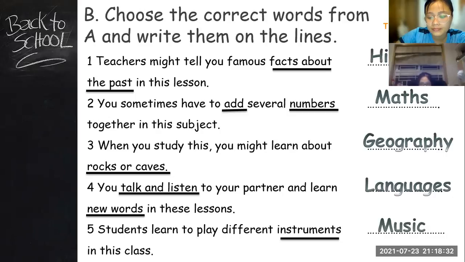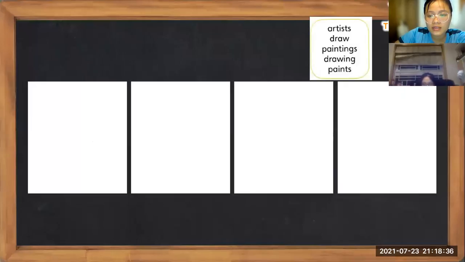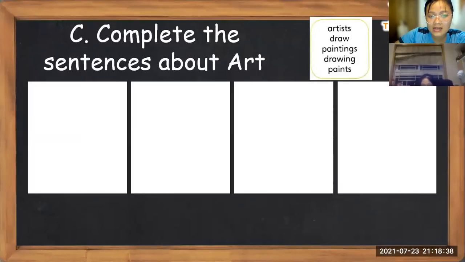So pay attention to some subjects here. And now, let's move to the next one. Let's complete the sentences about art. There are some suggestion words for you here. You can see there's artist, draw, paintings, drawing, paints. Let's look at the subject information and guess what it is.